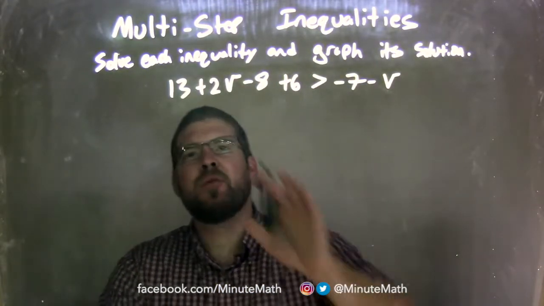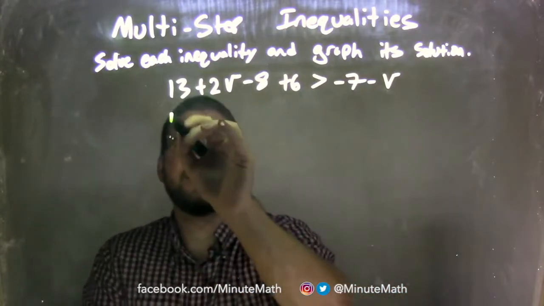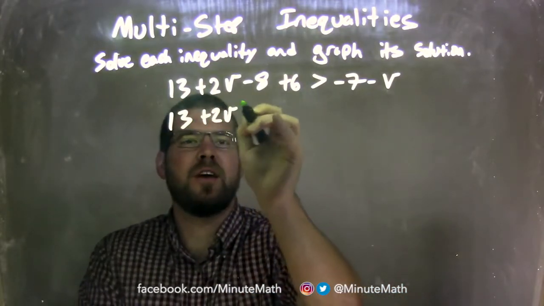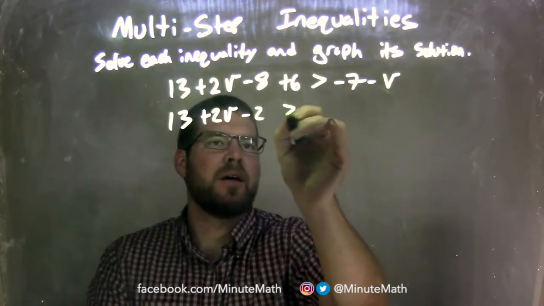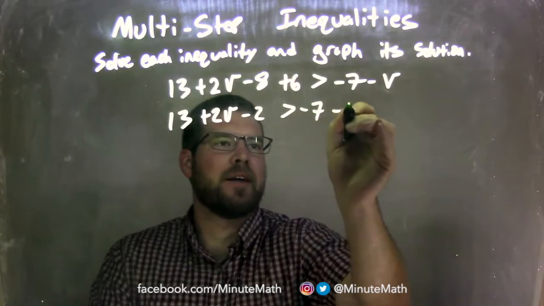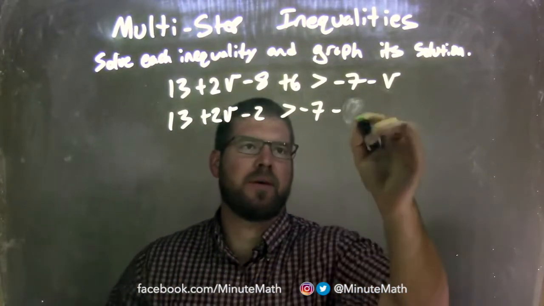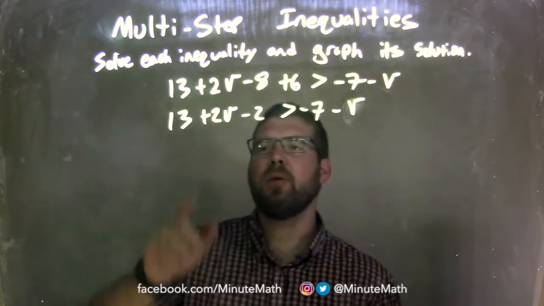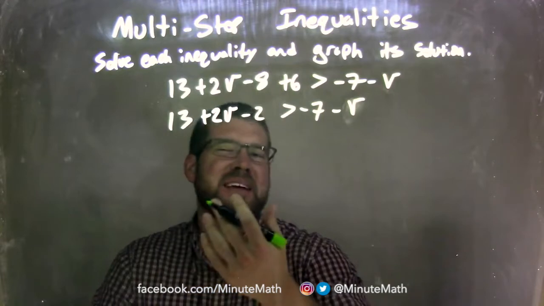And some people want to do it all in one step, the 13 and the negative 8 and the positive 6. What I'm going to do is actually just leave the 13 for my first step, with the 2v. And just quickly here, negative 8 plus 6 is negative 2. Okay? Is greater than negative 7 minus v. Okay? Well, now let's deal with the negative 2 and the 13. 13 and negative 2 come out to be 11.